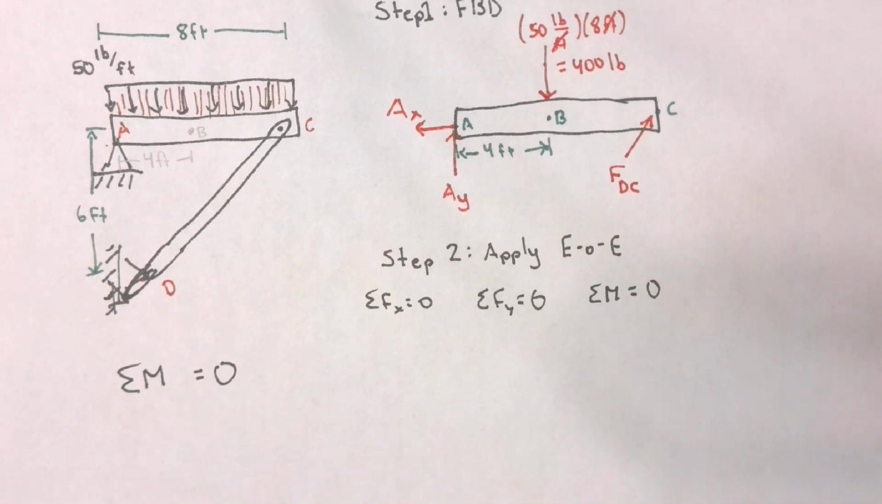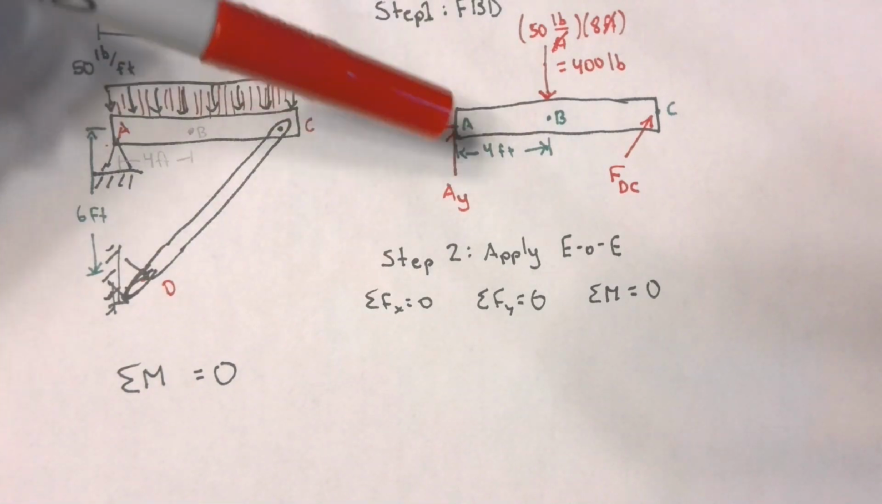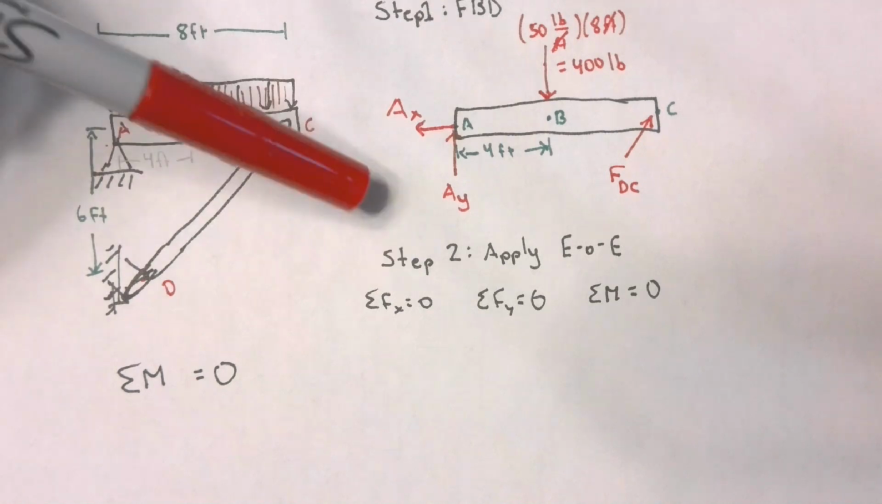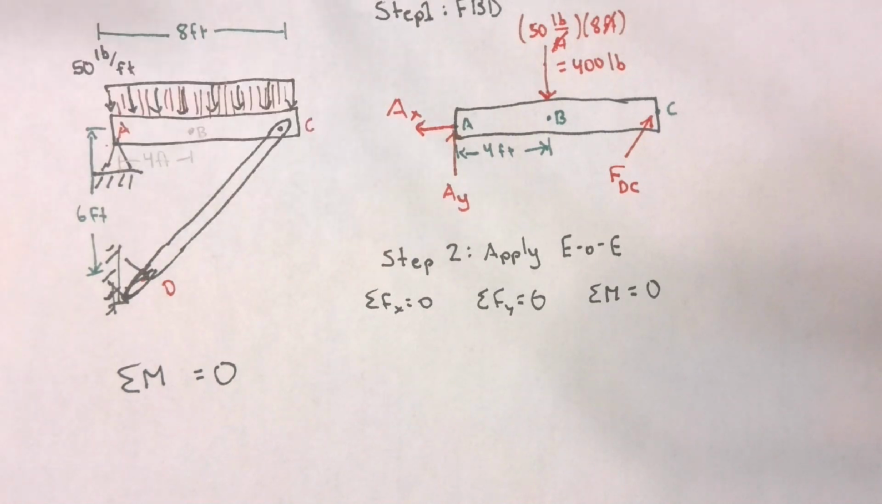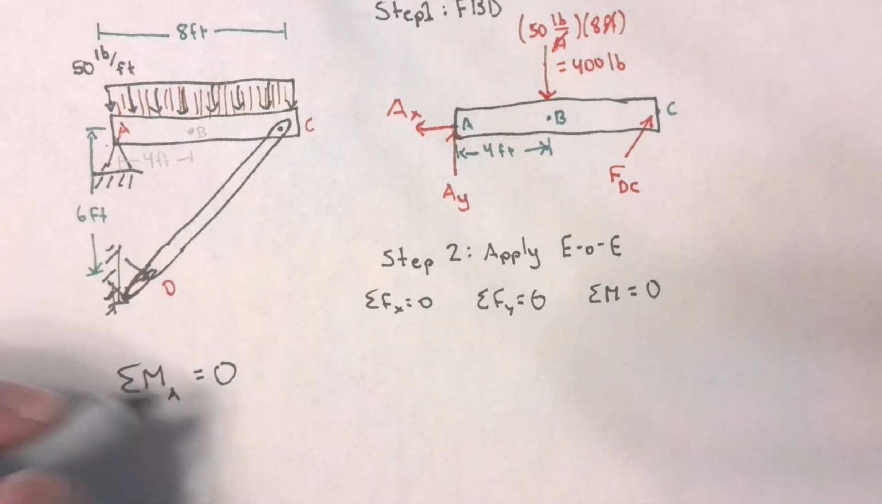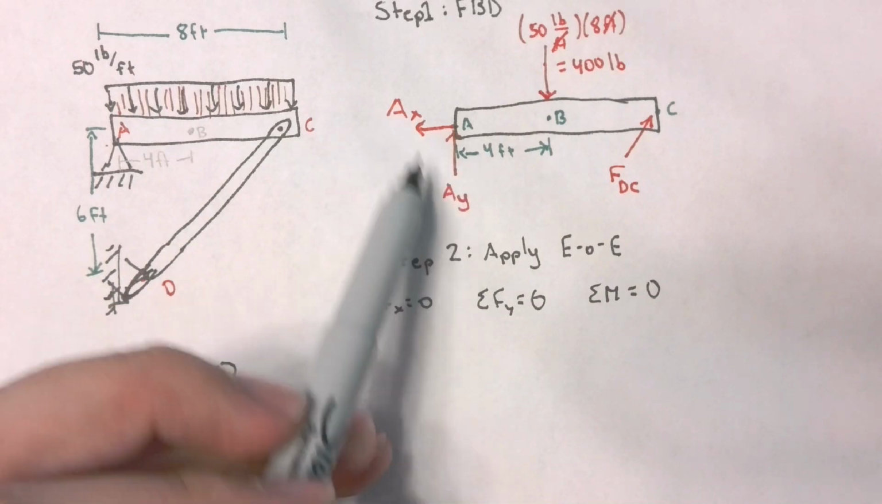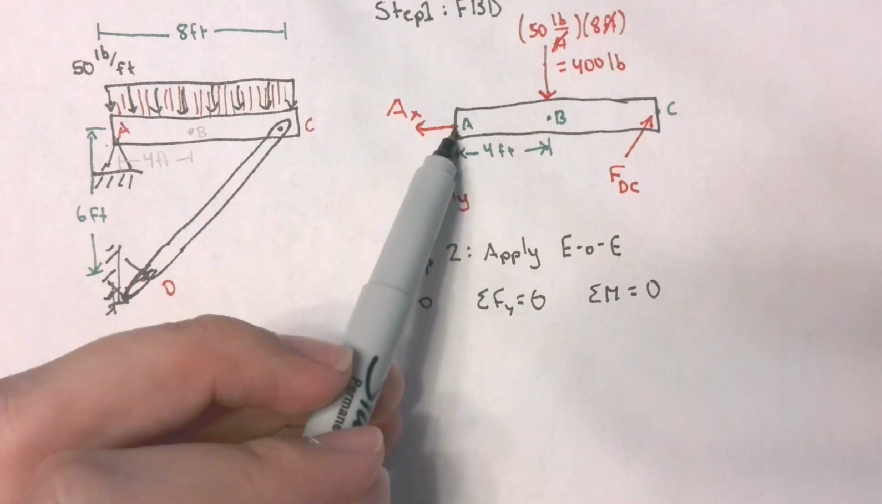So when you want to choose your point to run a sum of moments, always choose the point that has the most forces acting on it, because that way you can eliminate those forces. As long as those forces are unknown, you can eliminate them. So I'm going to defer to Yannick's judgment this time and take my sum of moments at point A. So at point A, none of these will count because the distance is 0, so there's no moments.